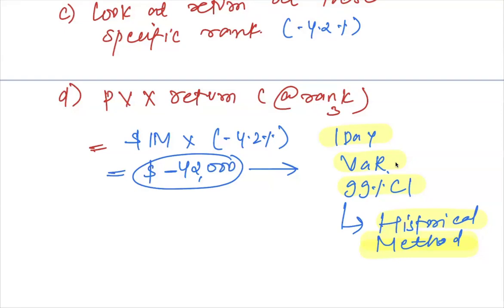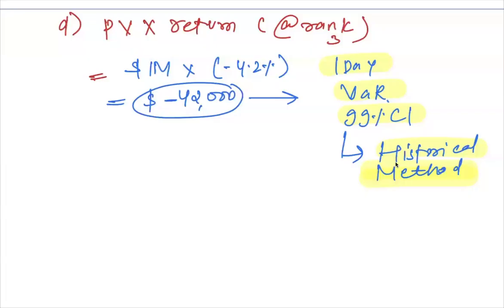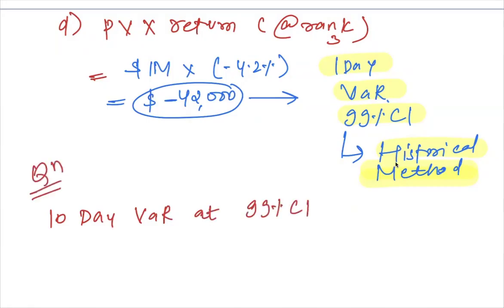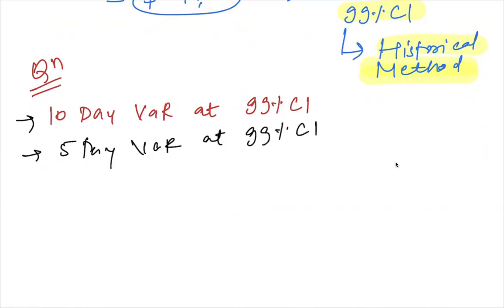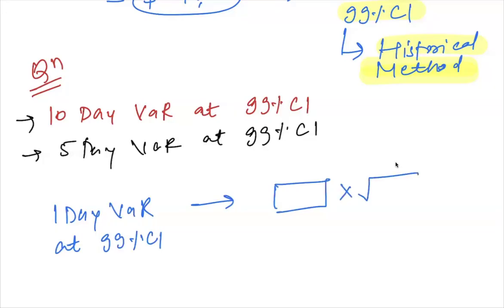So a good question asked is what if you want to calculate 10-day value at risk at 99% confidence interval? Whenever you are given different time periods, let's say 10-day or 5-day value at risk at 99% confidence interval, what you can do is first calculate the 1-day value at risk at that specific confidence interval. Once you get this 1-day value at risk, you multiply it with the square root of time.